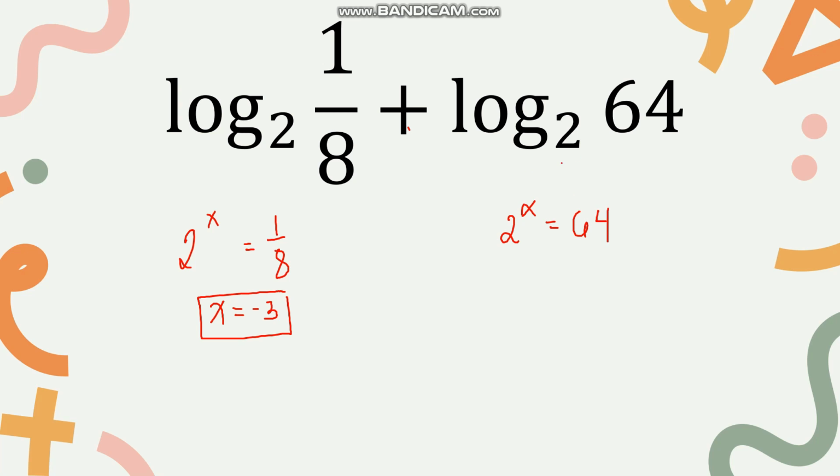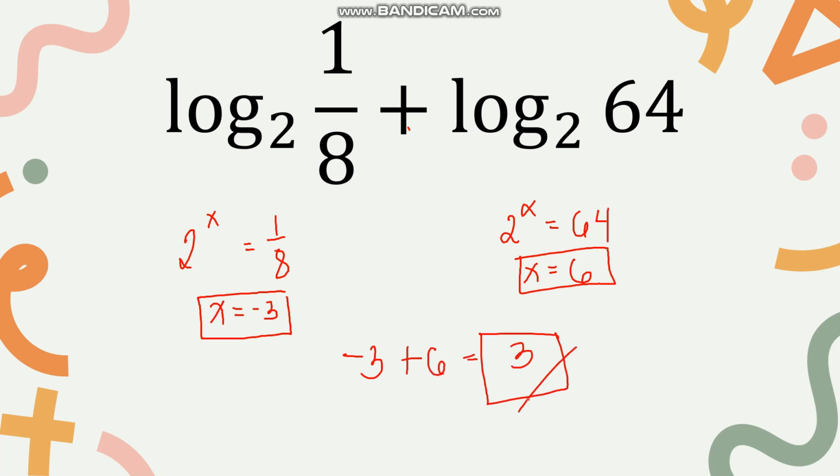So we have to identify what number we should use as the exponent of 2 in order for us to get 64. It will be equal to 6. So 2 raised to 6 is equal to 64. That means this is the value of our logarithm. Now that we already have the two values of our logarithms, all we have to do is add. So we have negative 3 plus 6, which will give us 3 as the final answer. So the value of this logarithm will be equal to positive 3.